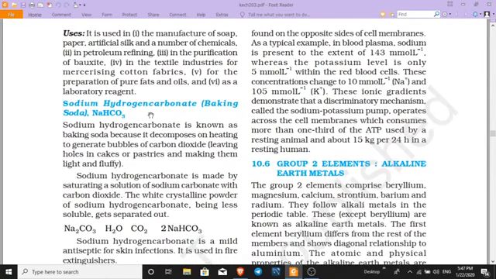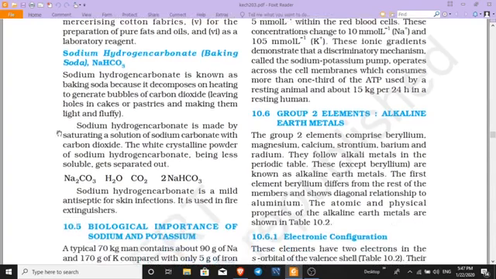Sodium hydrogen carbonate, baking soda, NaHCO3. Now we will read about another sodium compound, which is sodium hydrogen carbonate, which is simply baking soda, which is used in our house. Sodium hydrogen carbonate is known as baking soda because it decomposes on heating to generate bubbles of carbon dioxide. It is used in cakes and pastries to make them fluffy. As the carbon dioxide gas is released, it forms bubbles and the cake becomes fluffy.